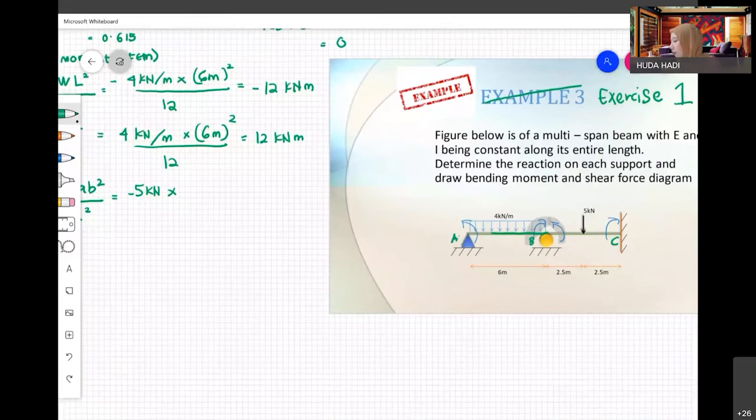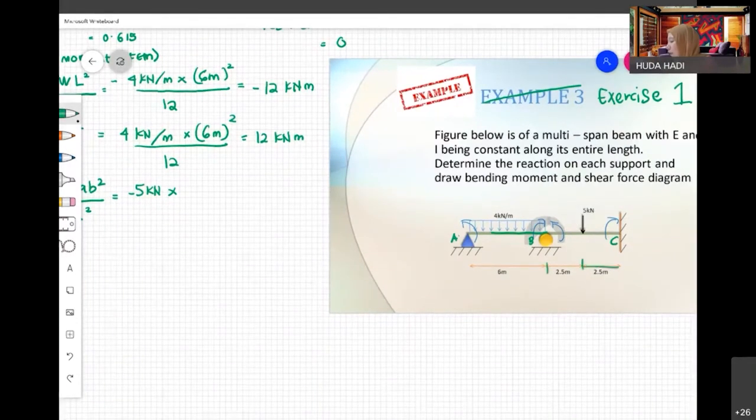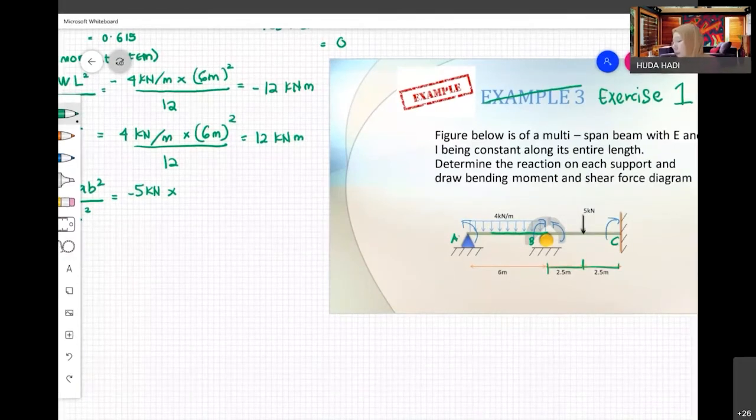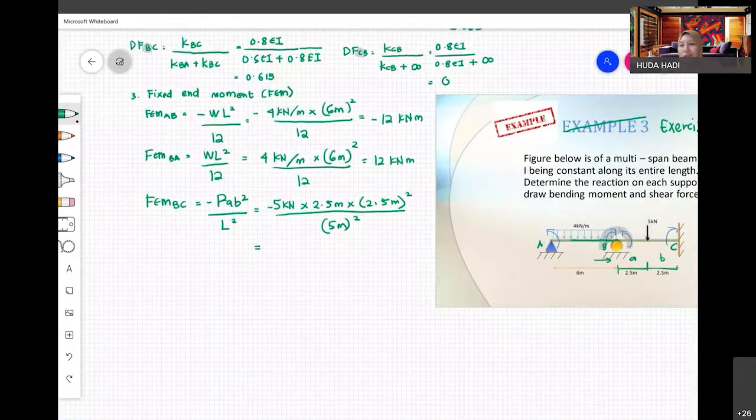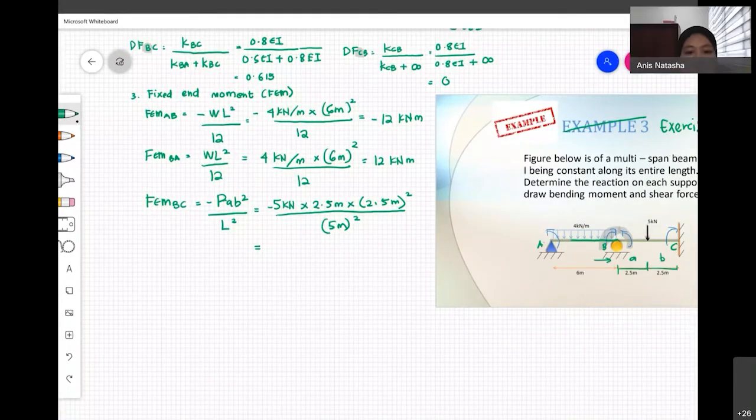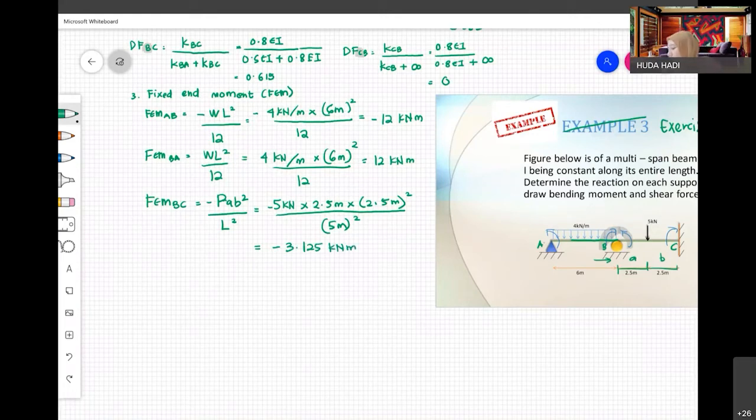So A here. So sekarang senang sebab jarak dia sama dekat sini. So you tak ada masalah mana satu A, mana satu B. But for B ke C, A is this one and B is another 2.5 kat sebelah sana. You have to look at from here B to C. So BC negatif 3.125. Negatif 3 berapa? 3.125, betul. Kilonewton meter. And last kali FEMCB.